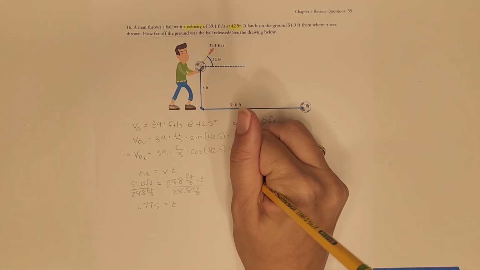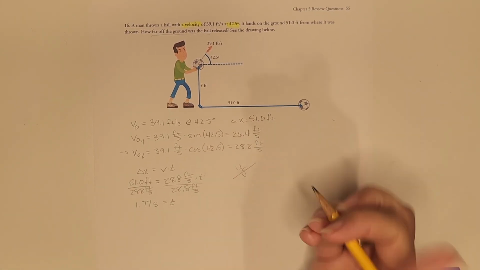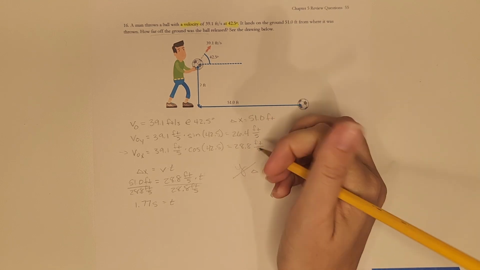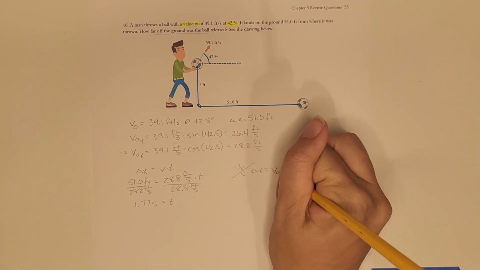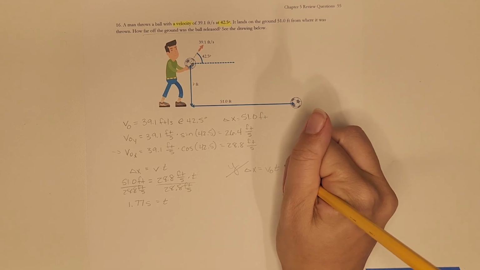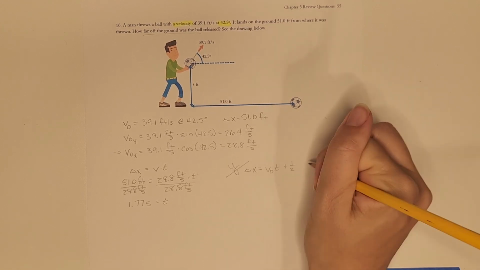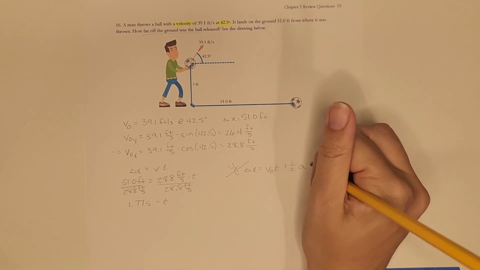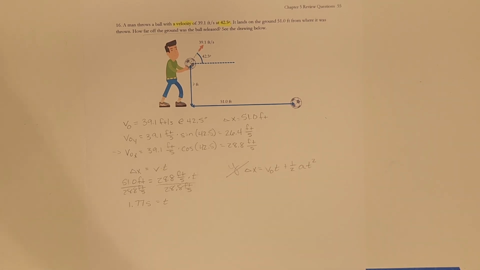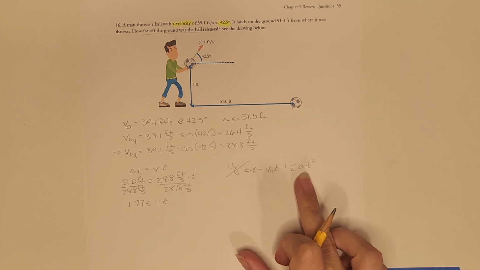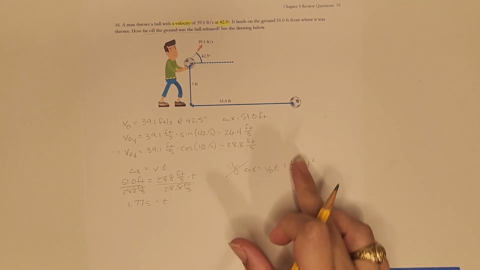Okay, so this is y. So my delta, I'm going to use the same equation. Delta x equals my initial velocity times time, but this time I'm going to include the 1/2 times the acceleration times time squared, because I do have an acceleration in my y value, and that is gravity.